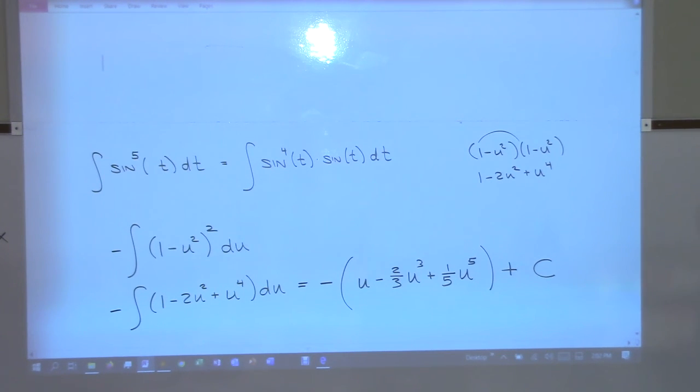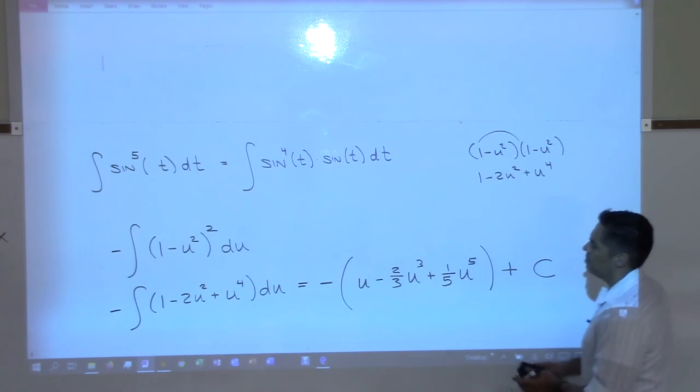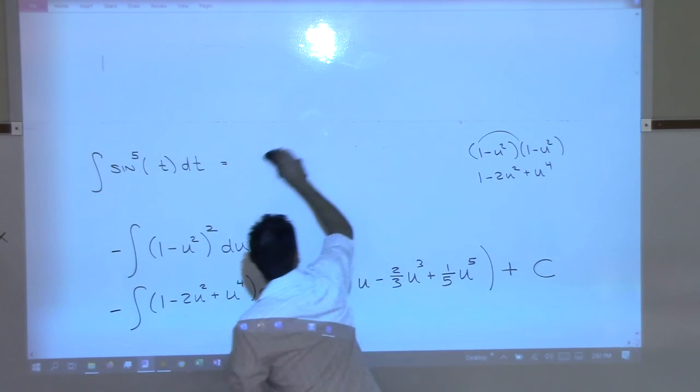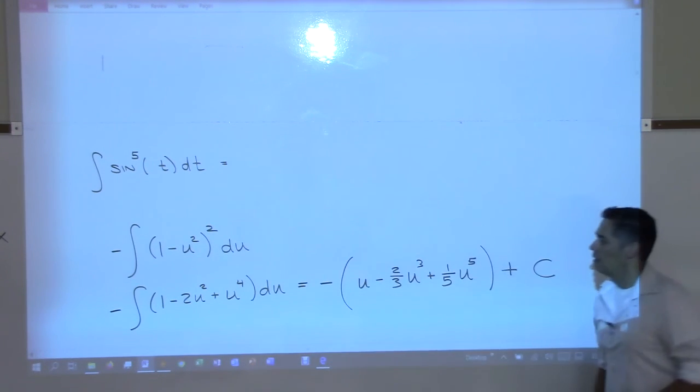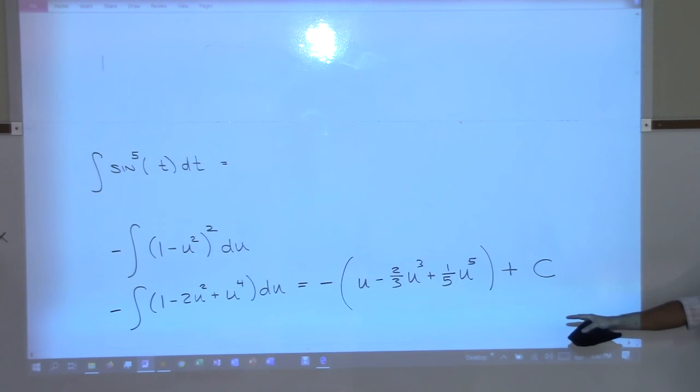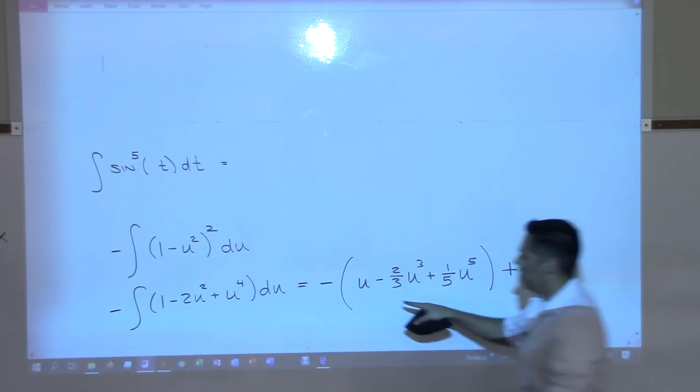Now we replace u with cosine. What was it? Was it cosine t? Yeah, cosine t. So I think I'm ready for the final answer. Any questions for the final answer here? All right, here it is.